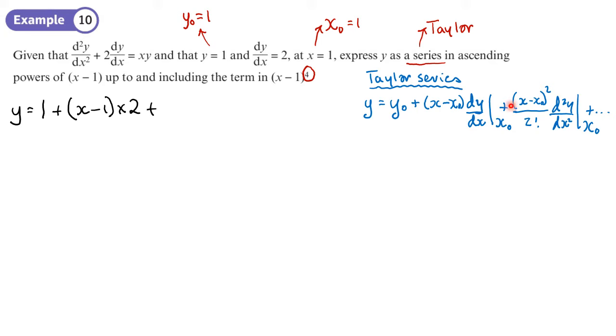Plus, so moving on to this part here. So this will be x minus 1 all squared over 2 factorial, times the second derivative with the initial conditions substituted in. Now to do that, all we're going to do is rearrange this and put the initial conditions in. So let's do that over here. So I'll have d squared y over dx squared equals xy minus 2 dy dx.